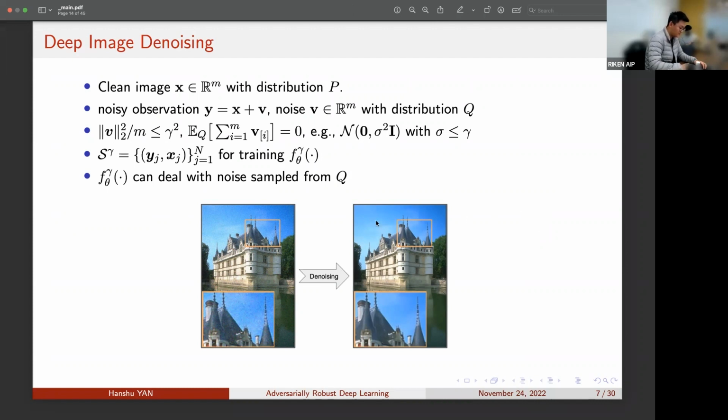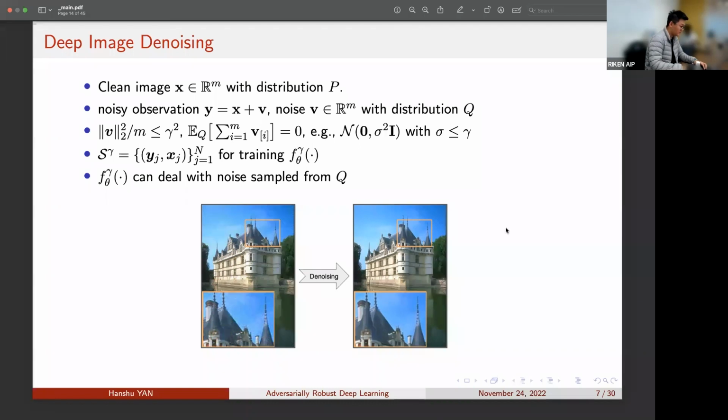Here, the following image is an example. We use X to denote the clean image, supposed to be sampled from some distribution P. And the noise, we use V to denote it, sampled from the distribution Q. Usually we assume that the strength of the noise is limited, and we use the L2 norm over the dimension M, bounded by some gamma square, which means that the strength of noise is bounded.